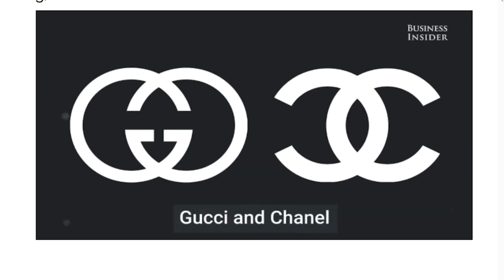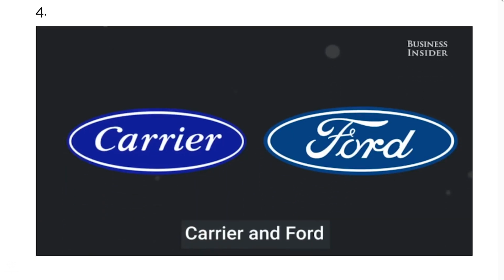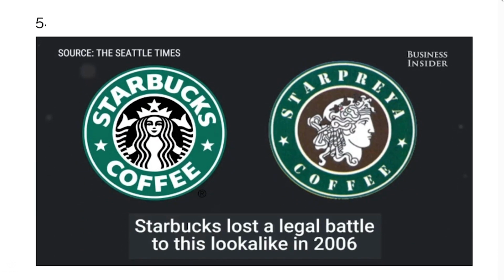Then here we have Gucci and Chanel. And Carrier and Ford, even with similar colors in there. And both of them are so famous, as you know. Then we have Starbucks and Star Priya. And there are so many common elements in there. We have the same colors, we have the same shape. I'm talking about the round shape, not the inside shape. And both are selling coffee.